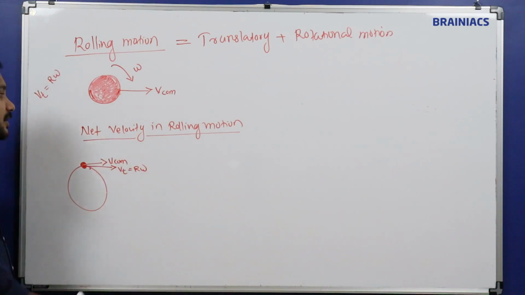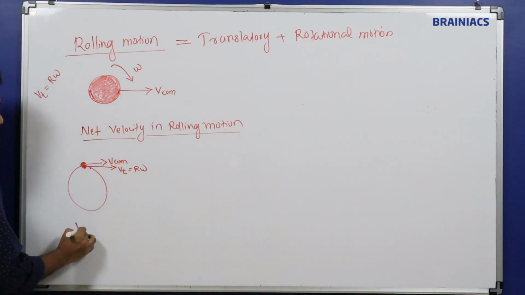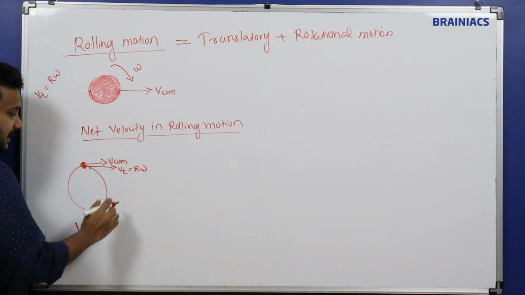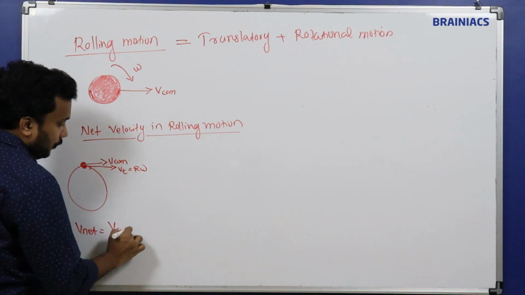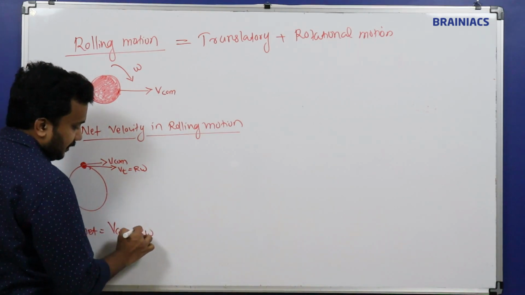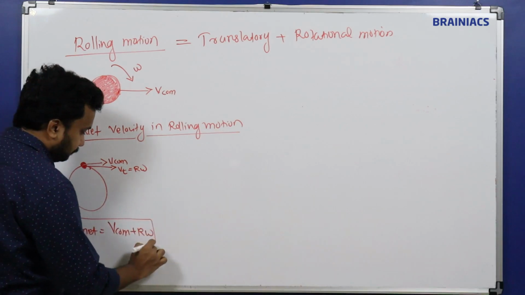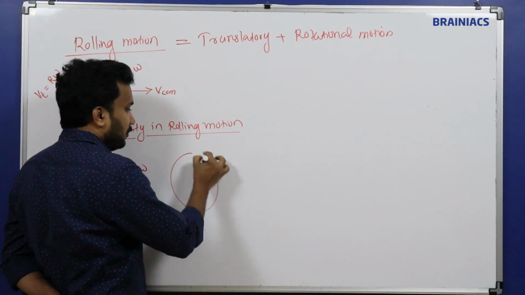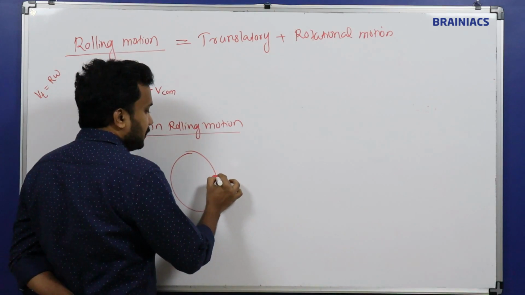So in this case, what is the formula for net velocity? Net velocity means two velocities which are in the same direction. So Vcom plus R omega. I can write this equation. Clear?